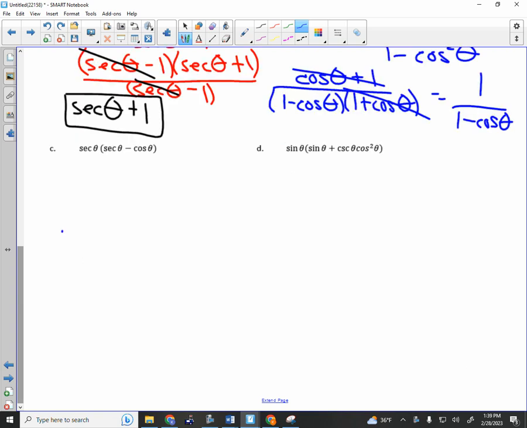What could we do to create a squared for letter C? Distribute. Notice you get secant squared, and then secant times cosine. What is the relationship between secant and cosine? They are reciprocals. And when you multiply two reciprocals, you get 1. Secant squared minus 1. That looks familiar.